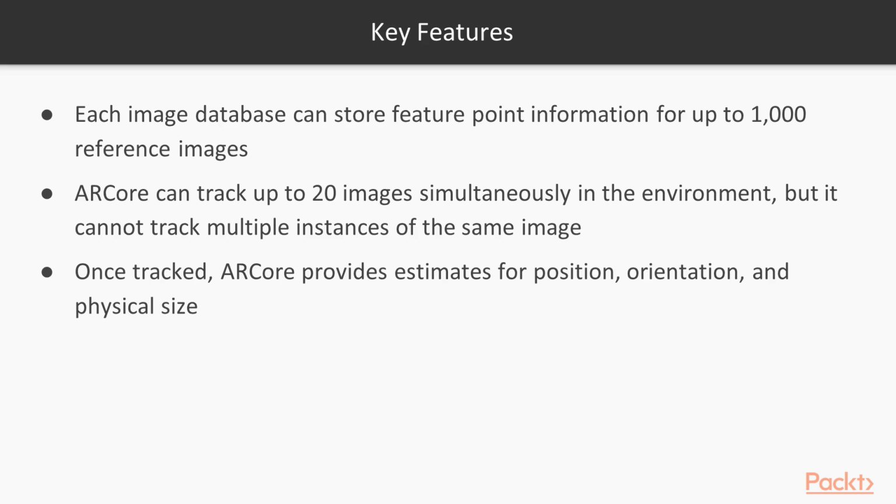Each image database that you create can store feature points information for up to 1000 reference images. ARCore can track up to 20 images simultaneously, which means it can track two different images together, but it cannot track multiple instances of the same image. Once tracked, ARCore provides estimates for position, orientation, and physical size of the image detected. And these estimates are continuously refined as ARCore gathers more data.